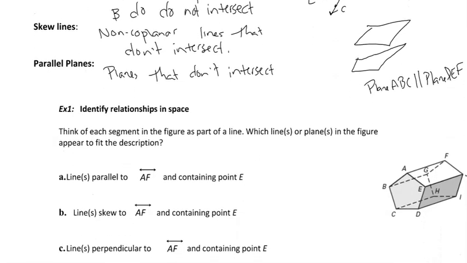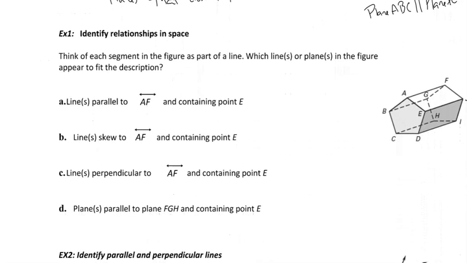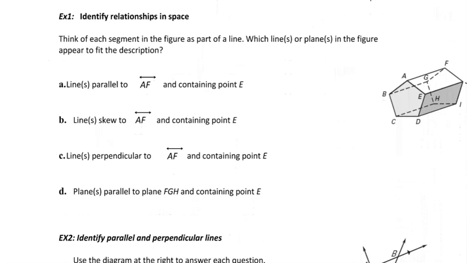and parallel planes. So if we have this, and it says, here's our figure. We've got a bunch of planes. Some are parallel, some are not. We have lines, some are parallel, some are not. It says, what are the lines that are parallel to AF going through E? Here is AF right here, and here is E. What is a line that is parallel to AF through E?